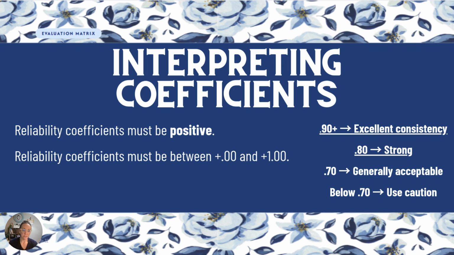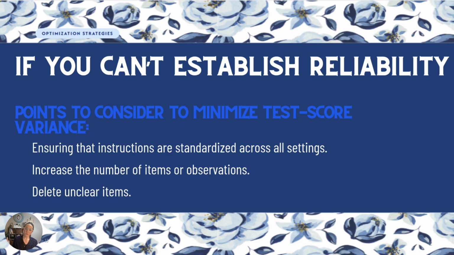All right, so we do all of this. We try to make sure that the assessment is reliable. What if you can't establish reliability? What do I do now? What points do I need to consider to achieve this reliability, to minimize the test score variance? Well, you need to make sure that the instructions are standardized across all settings when the test is administered. So read the manual, and give the client the instructions exactly as the manual says. We're going to make sure that everything is administered in a standardized way.